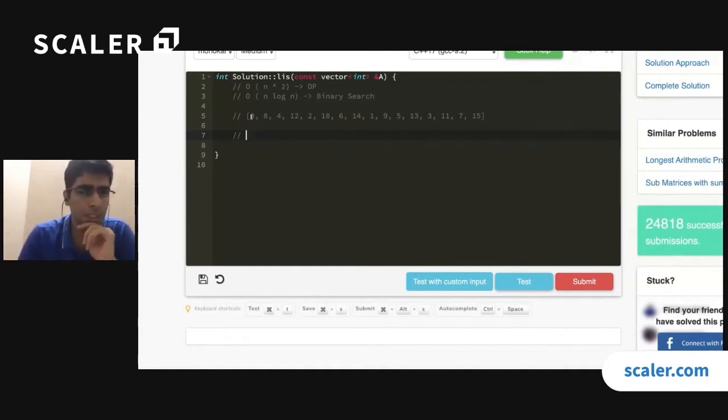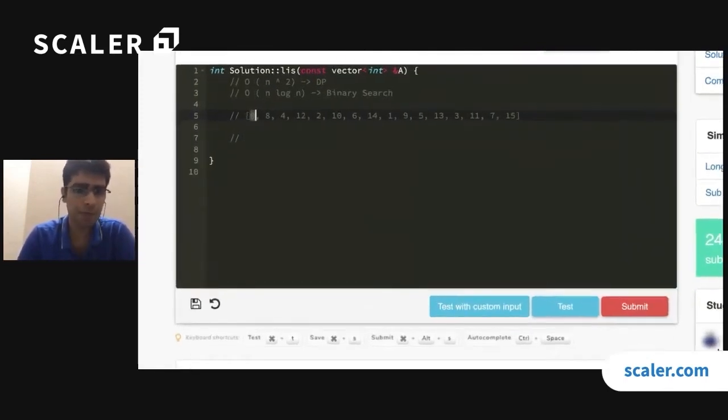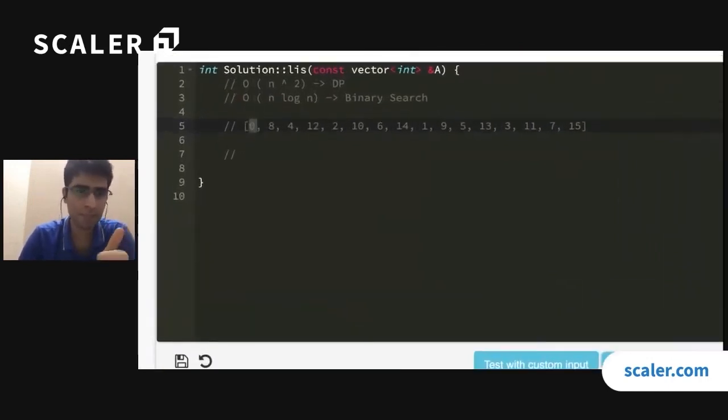Suppose, can I include 0 in a subsequence? I can include this 0 in a subsequence only if there already was a subsequence in which the last element was less than 0, right? Is there any subsequence before it that has the last element less than 0? No. That means this 0 will create another different subsequence of size 1.